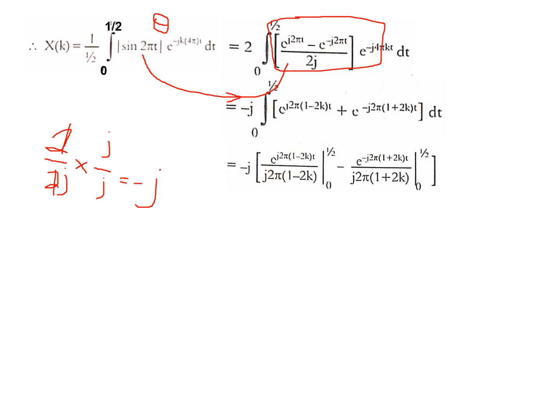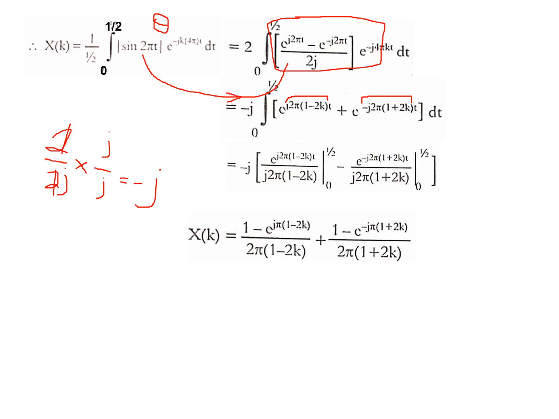Then the rest of the thing is integration. In this case, this is a constant. You can see here j 2 pi into 1 minus 2k is a constant. Therefore that factor comes to the denominator. And once again here minus j 2 pi into 1 plus 2k is a constant. Therefore that factor also comes to the denominator. So apply the limits and simplify this, and you'll get this expression.